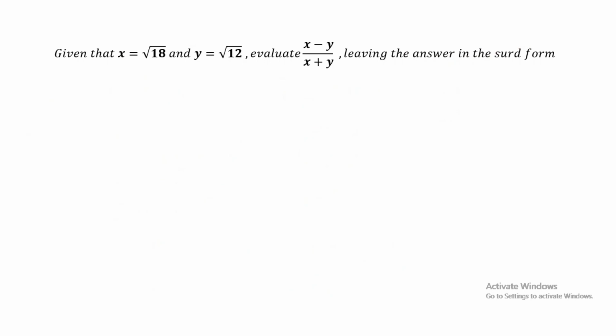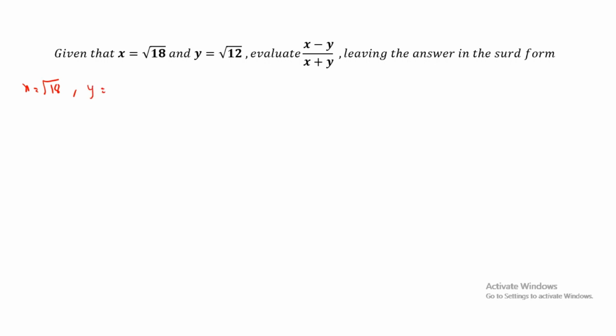It's interesting. They said, given that x is equal to square root of 18, and y is equal to square root of 12, evaluate this, leaving your answer in surd form. Nice. So let's start. We are given x is equal to square root of 18.